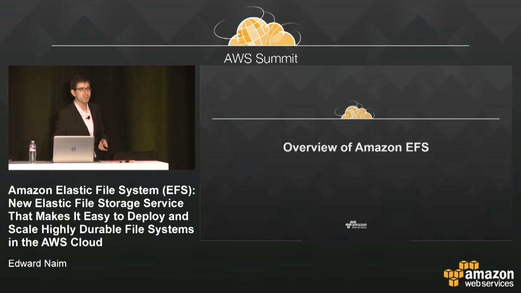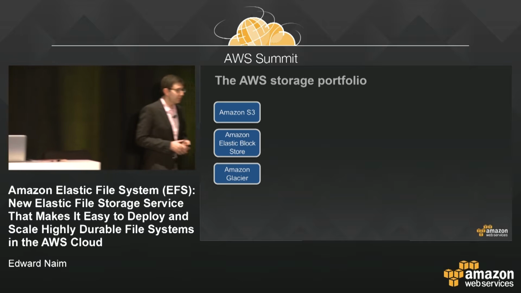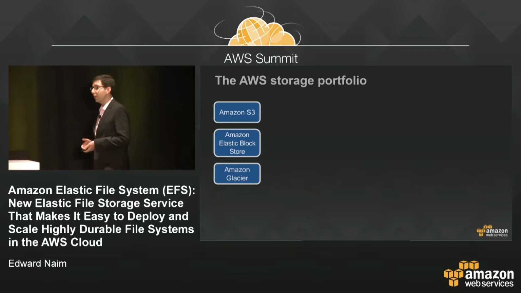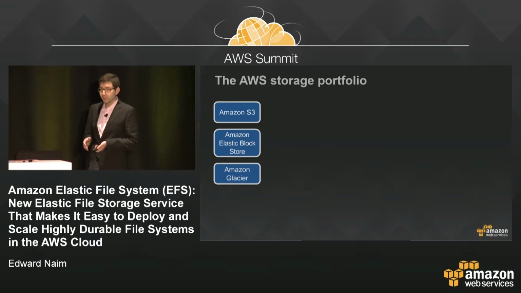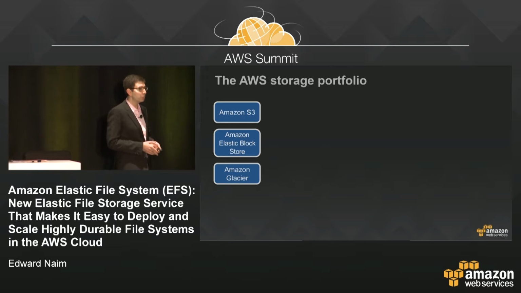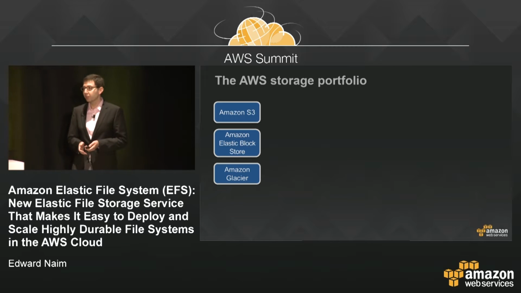OK, so let's get started. And let me begin by talking about our current storage portfolio and how EFS enhances our current set of offerings. So before today, we had three storage services: Amazon Simple Storage Service, or S3, Amazon Elastic Block Store, or EBS, and Amazon Glacier.